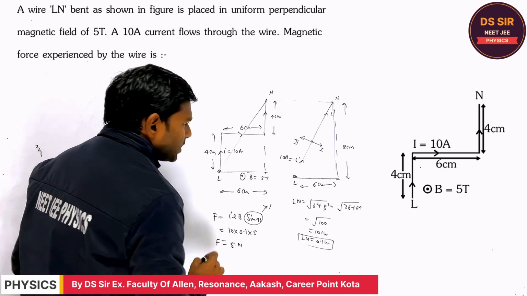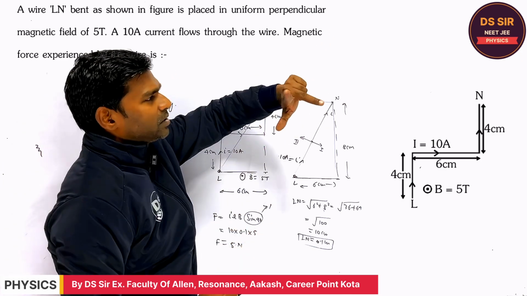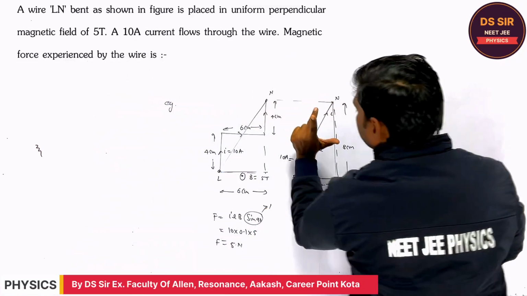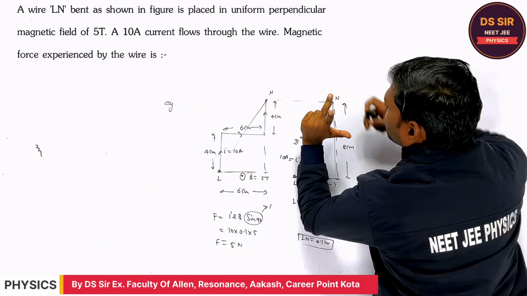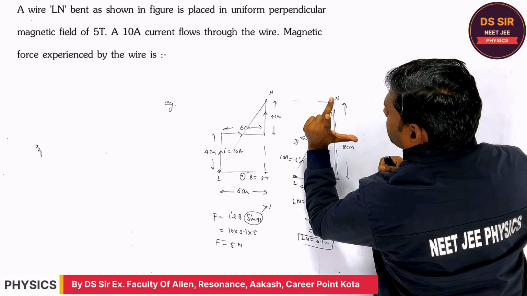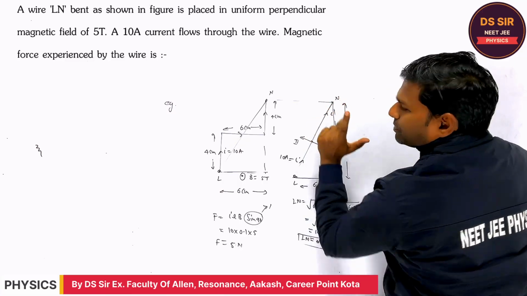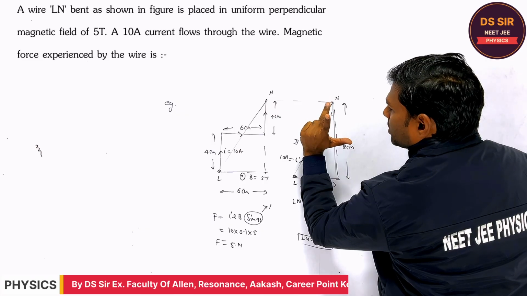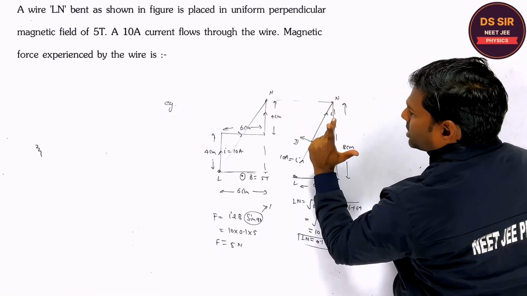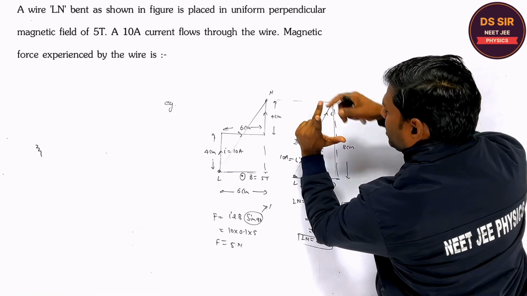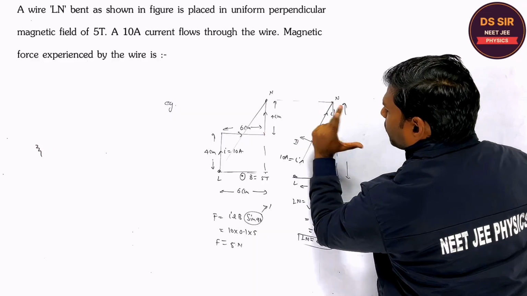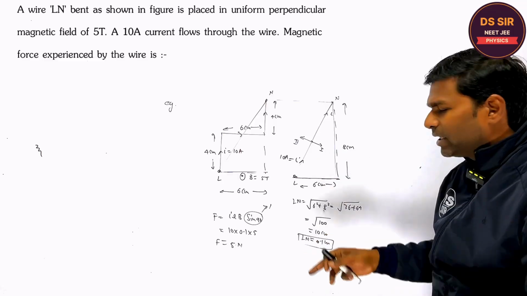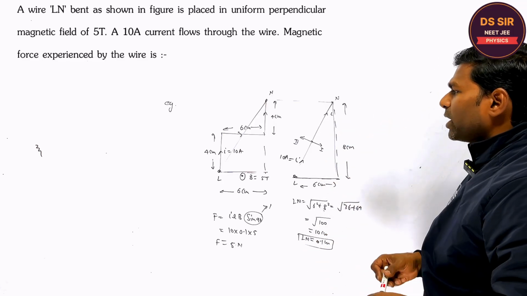And what is the direction? Please tell. This is the left hand, right? Magnetic field, and this is the current. The force is what? First or second? This is the magnetic field, this is the current. So what is the direction of magnetic force? It is first.